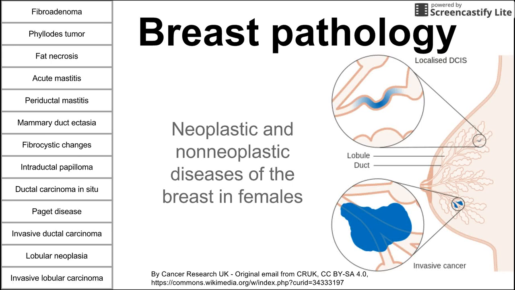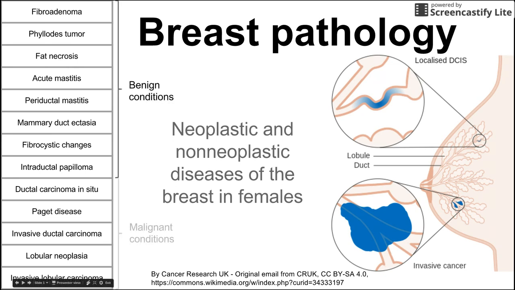This is a brief video on breast pathology. In this video, we're going to be talking about neoplastic and non-neoplastic diseases of the breast in females. We have a list of the diseases we're going to talk about across the left there. The first several are all benign conditions of the breast, and the last 5 are malignant conditions of the breast.